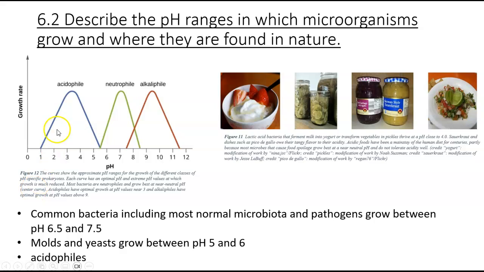And I just put on there, acidophiles are the acid-loving bacteria that you'll find in a woman's vagina. You'll find them in yogurt. You'll find them in fermented foods.